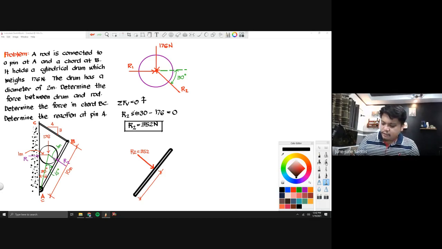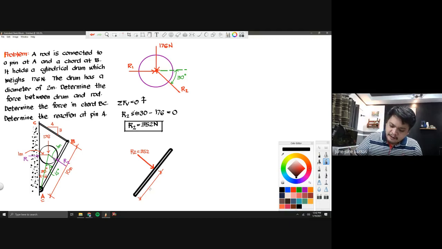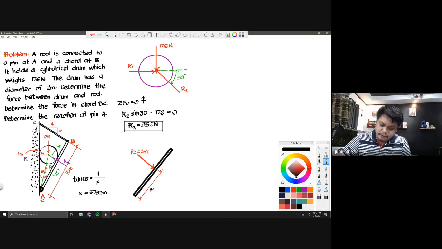And so, to solve for that, let's call it our x. Okay? I will have tangent of 15 degrees equals the opposite, which is the 1 meter, all over the value of x. So we will now have x equals 1 all over tangent of 15. So that's around 3.732 meters. Okay? So wala na tayong problema dyan.